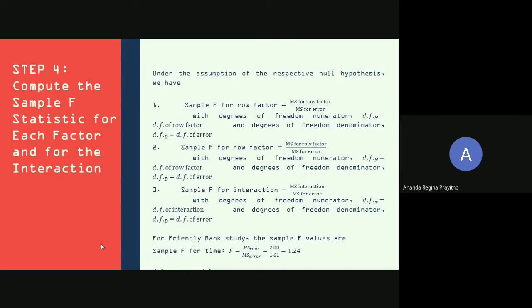For the friendly bank study, the sample F values are: sample F for time, F equals MS time over MS error, equals 2 divided by 1.61, equals 1.24.